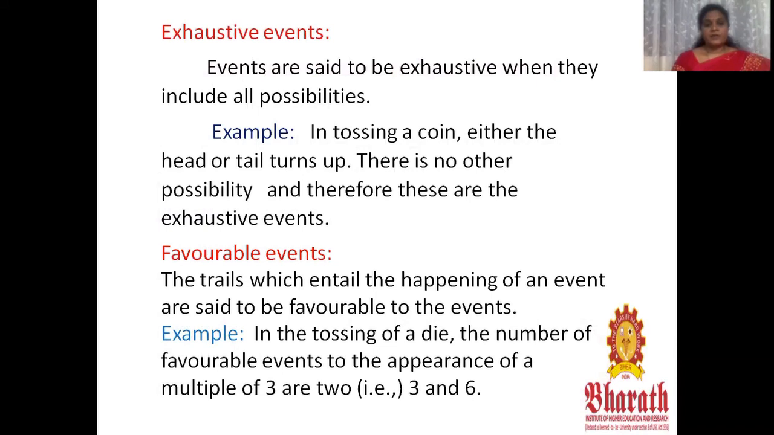Exhaustive events. Events are said to be exhaustive when they include all possibilities. Example, in tossing a coin, either the head or tail turns up. There is no other possibility, and therefore these are the exhaustive events. Favorable events. The trials which entail the happening of an event are said to be favorable to the event. Example, in the tossing of a die, the number of favorable events to the appearance of a multiple of 3 are 2, that is 3 and 6.